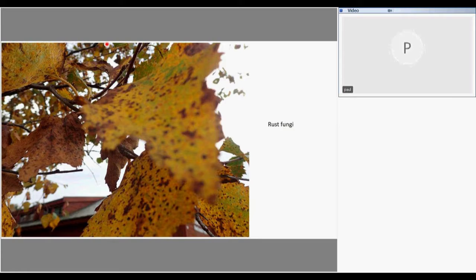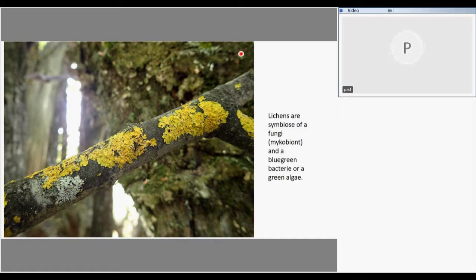Lichens as well are a symbiosis between a fungus and a blue-green algae or a bacteria. So here you can see two different species of lichens, the gray one and the yellow branch lichens. It's quite common in all of Europe.